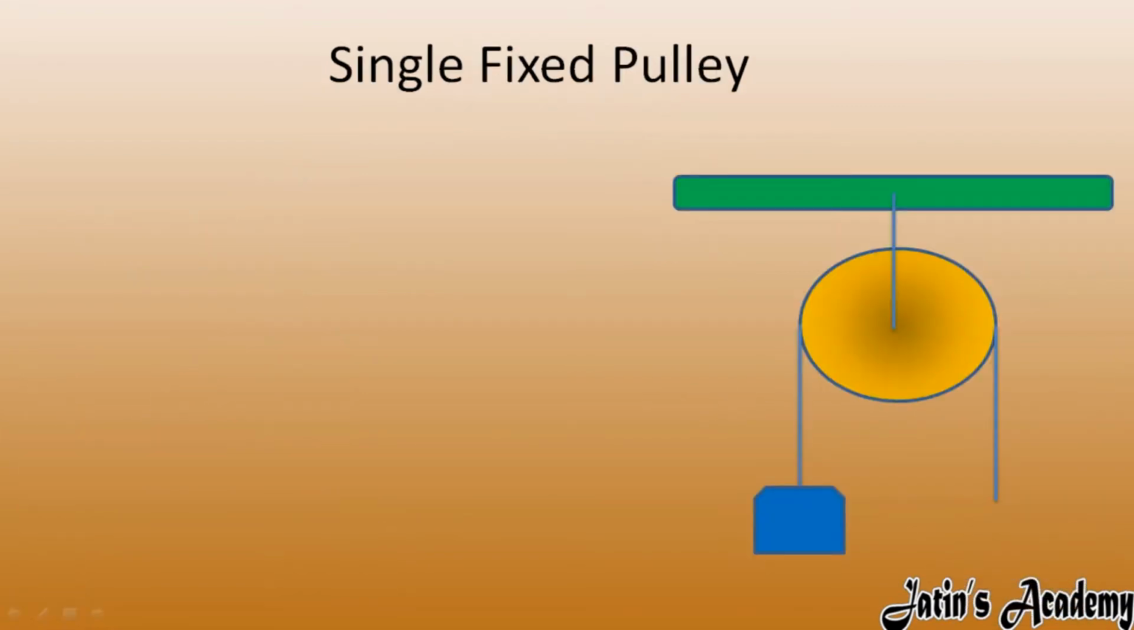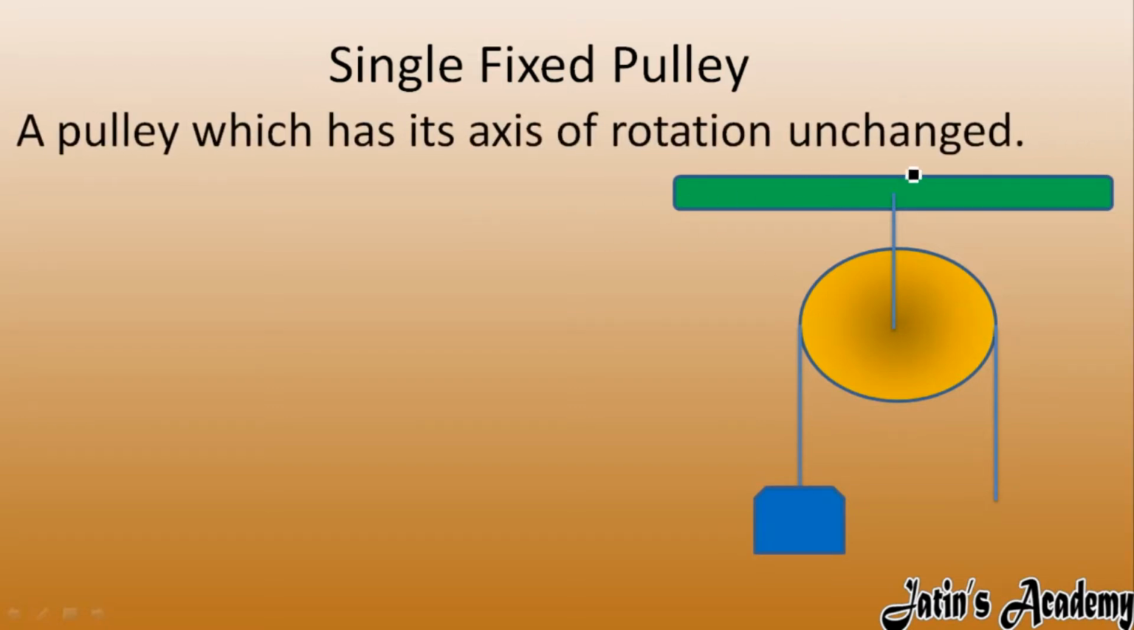First we have single fixed pulley. What is the meaning of single fixed pulley? It means that the axis of rotation is fixed. What is the meaning of axis of rotation unchanged or fixed? For example, this is a pulley which is fixed at this point. This is the axle of the pulley or axis of rotation. This axis of rotation will not move. It is fixed at one point. Where the axis of rotation is not moving and is fixed at one point, that is called a fixed pulley, and this is one pulley, that is why it is called a single pulley.